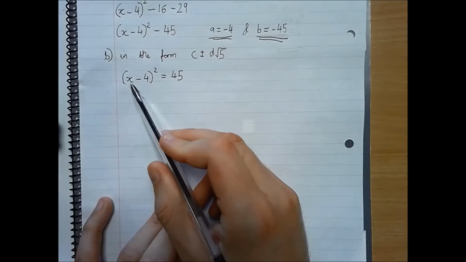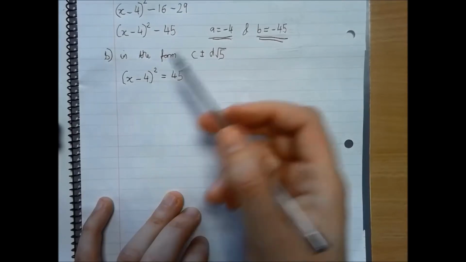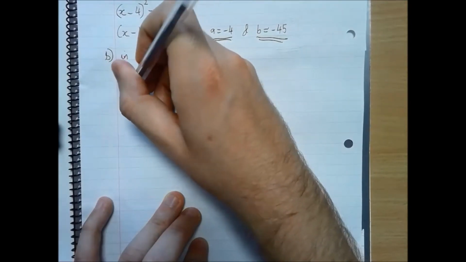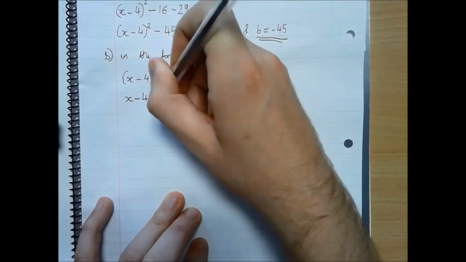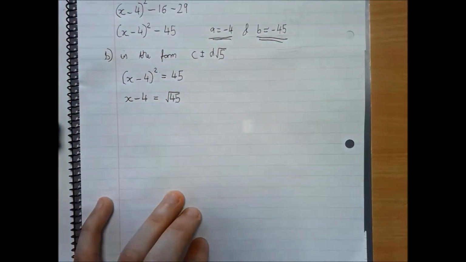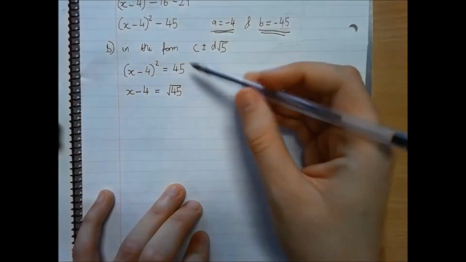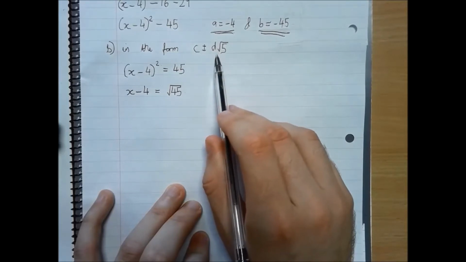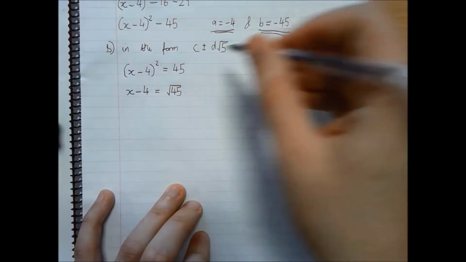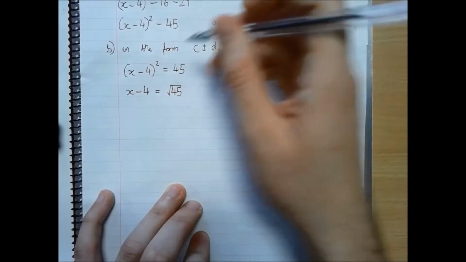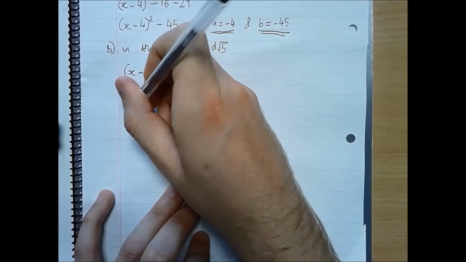We want to get x on its own, we want to solve what x is. So we've got a square here, so we know we're going to square root both sides. Okay, so we're left with x minus 4 is equal to root 45. Now later on I'll simplify this, because obviously we want a solution in terms of d root 5. Well, I'll come to that in a minute. So we've got x minus 4 equals root 45, so we're going to move the minus 4 over, and that will become a positive.